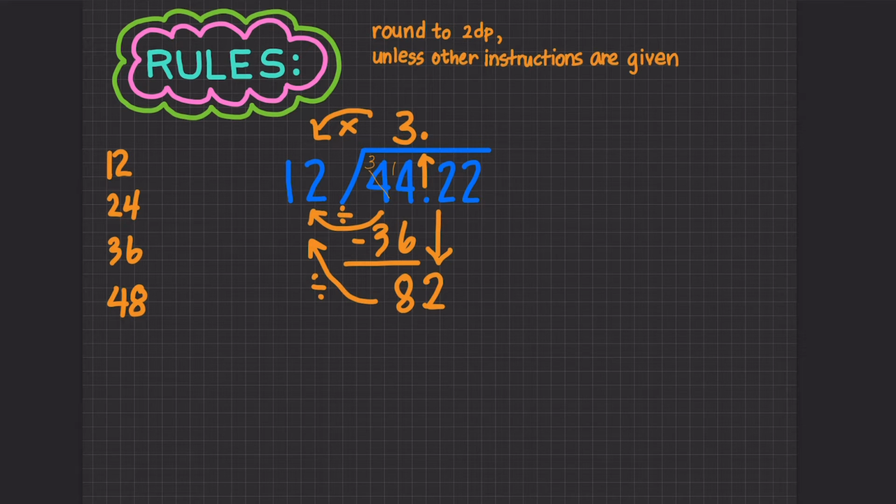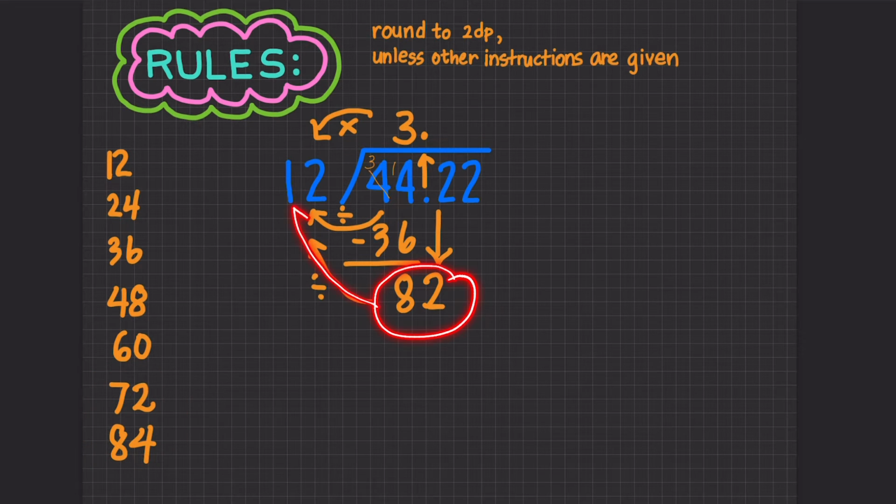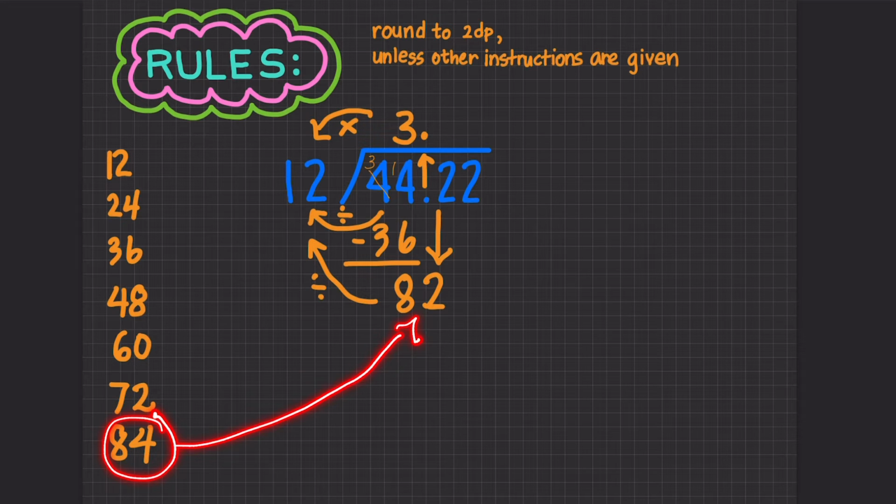So let's continue our table of 12. We have 12 times 4 is 48. 12 times 5 is 60. 12 times 6 is 72. 12 times 7 is 84. Okay, so let's look at this again. Which one are we going to use? We need to divide 82 by 12. If we use 84, you cannot because it is greater than 82. So we need to use 72.